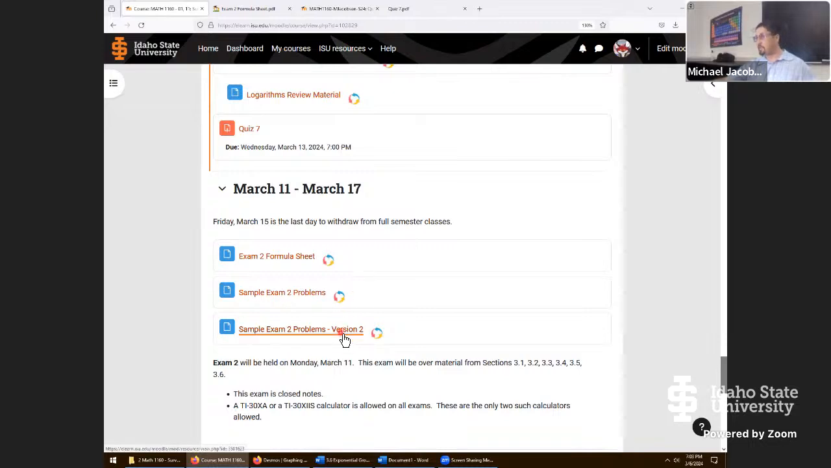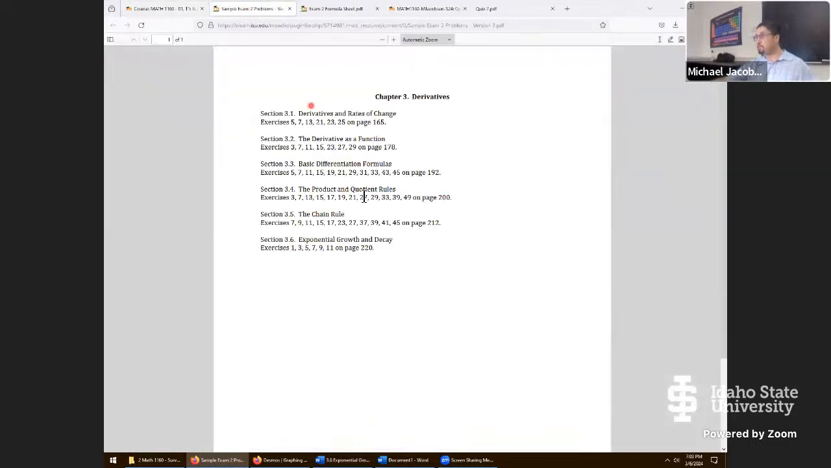If you want more problems, version 2 is problems out of the actual textbook. So you'd go to WebAssign, go to your course textbook, and these are primarily odd problems. You can click on those problems there to reveal the answer. And this would be another great way to review the information for the second exam.